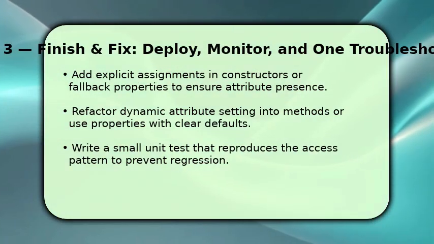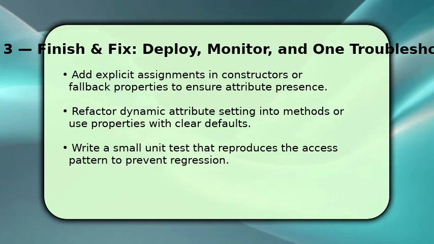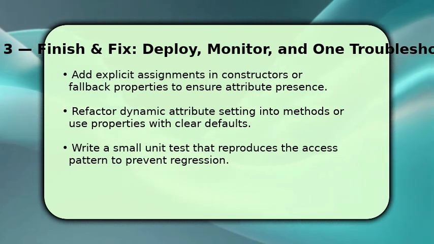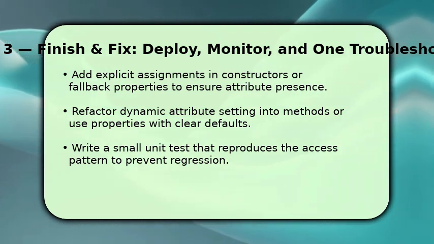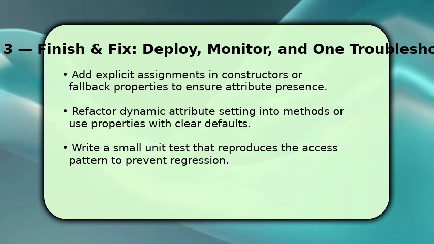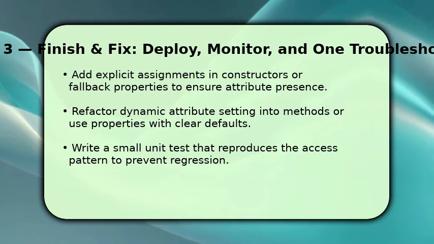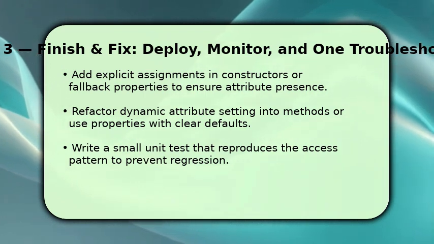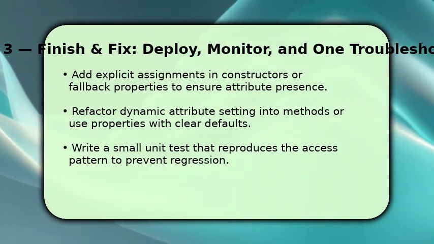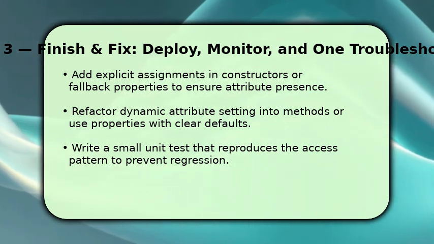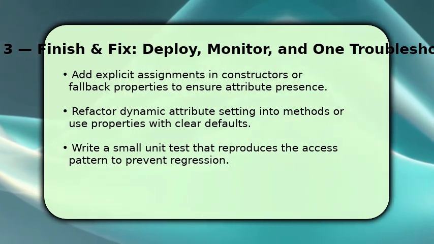You finish by applying a robust fix. Add explicit assignments in __init__ or implement a property that returns a safe default, so attribute access becomes deterministic. Then refactor any dynamic attribute creation into well-defined methods, because predictable state prevents future AttributeErrors. After changes, run the code path and create a concise unit test that reproduces the access to validate the solution.